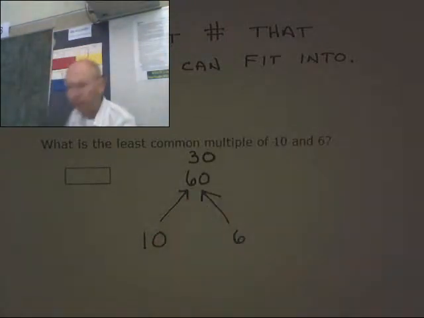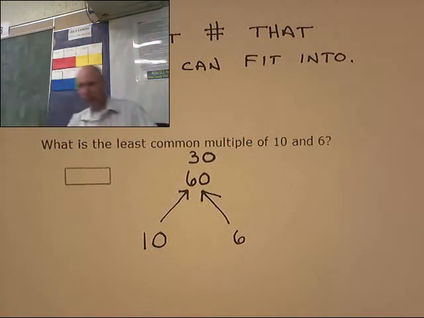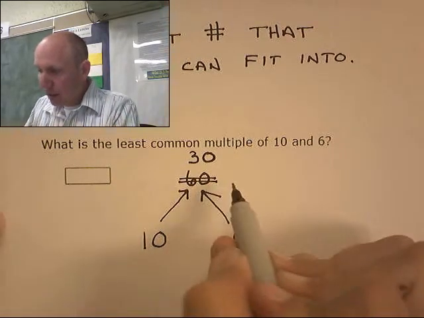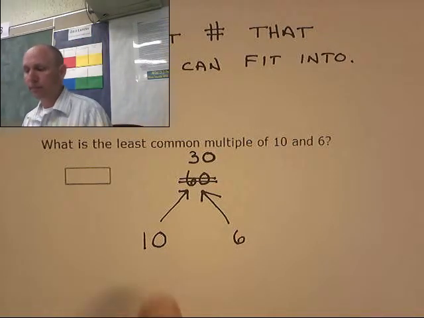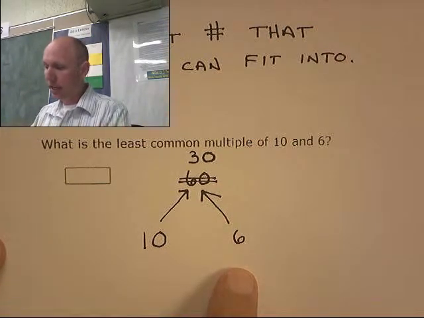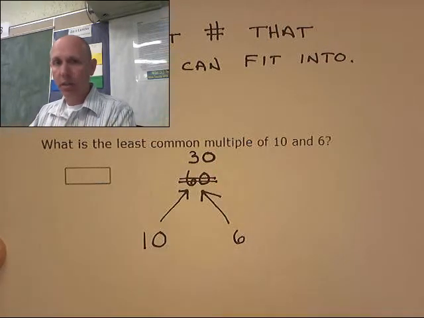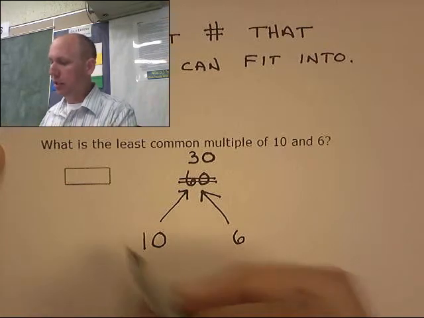And my lights are off again. So although they both fit into a 60, the 30 is lower. There we go. 10 and 6. 10 goes into 30 3 times. 6 goes into 30 5 times. I had to think about that. Now, is there a way to do this without thinking that hard? Yes. So I'm going to show you the way.